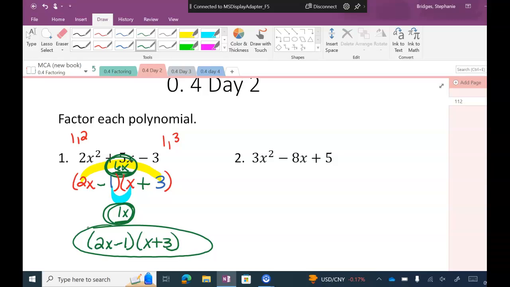That doesn't look like the answer we got, does it? Okay, because we're not finished. My 2 is still out here floating around. I have to bring this 2 back into my problem. The way that we do that is we take this 2 and we divide both of these numbers by 2.